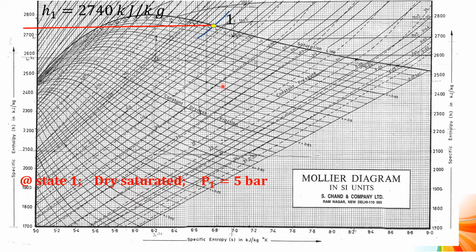Now we have to mark the second point. So at state 2 the pressure P2 equal to 1 bar and x2 equal to 0.94. This is the 1 bar pressure line and this is x equal to 0.94. Both are intersecting at this point. So mark point 2 here. Now from point 2 draw a line towards the y-axis and measure the value of specific enthalpy H2 equal to 2540 kilojoule per kilogram.